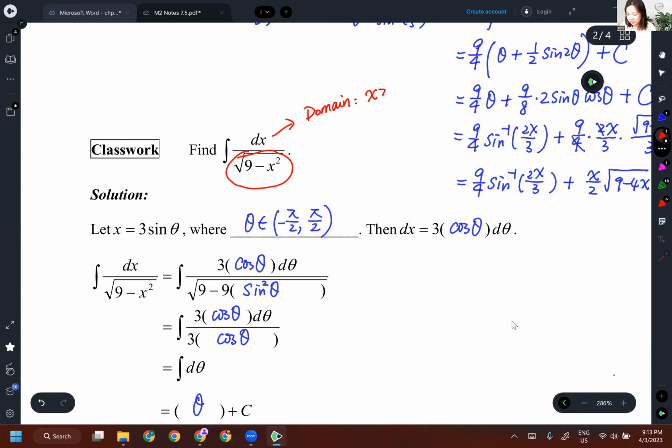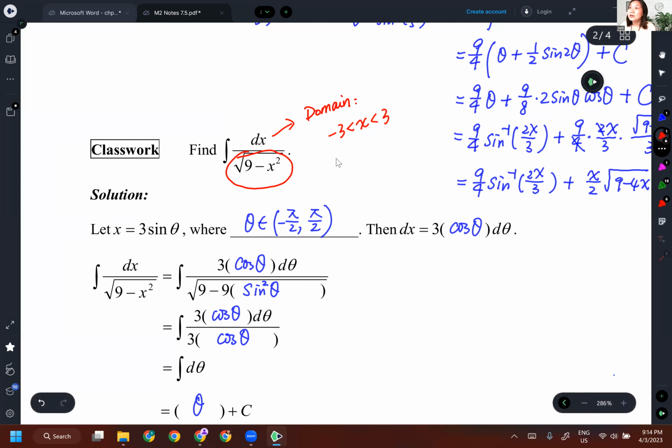x is greater than -3 and smaller than 3. Otherwise, x squared will be greater than 9, and that will make the square root imaginary. Let me repeat. Because we want x squared to be smaller than 9, the range of x, i.e. the domain of this function, is between -3 and 3. Otherwise, this will go imaginary. Do you get what I mean?